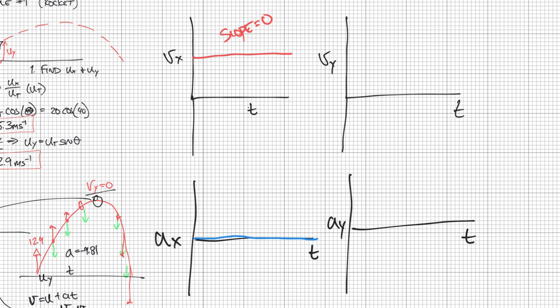For my y motion then, I have this. We should figure out that my slope is going to equal gravity, which is negative 9.81 in this case. And so my acceleration time graph should look like this. And this value would be at negative 9.81. So that's how I would relate those. Again, the slope of my velocity graphs tell me what my acceleration should be. 0 slope, 0 acceleration. Negative constant slope, negative constant acceleration.